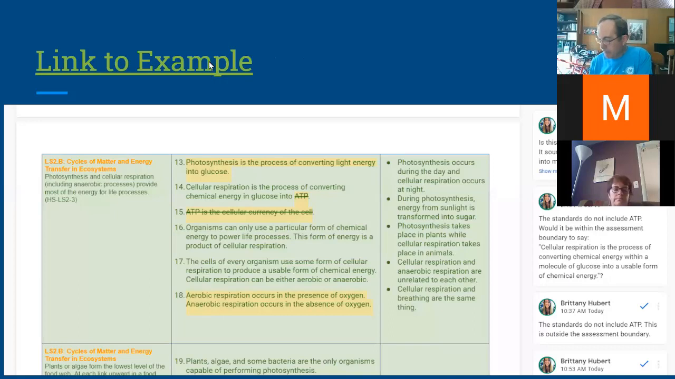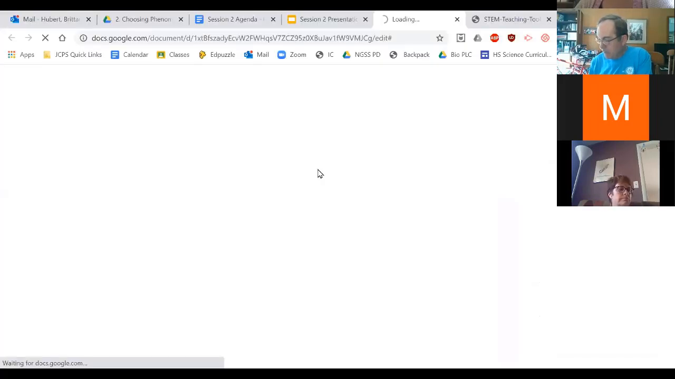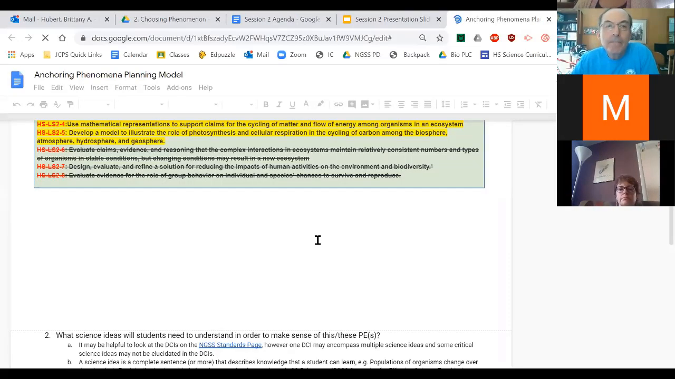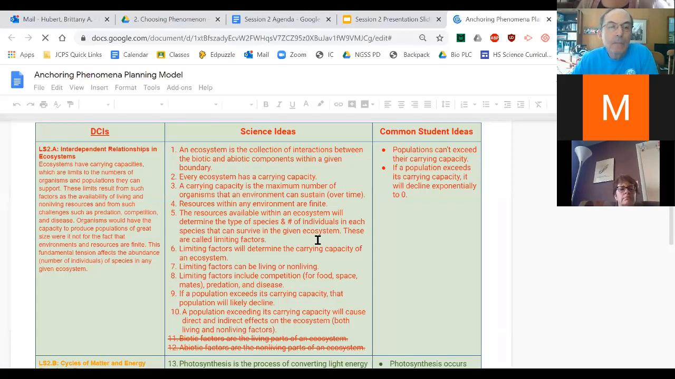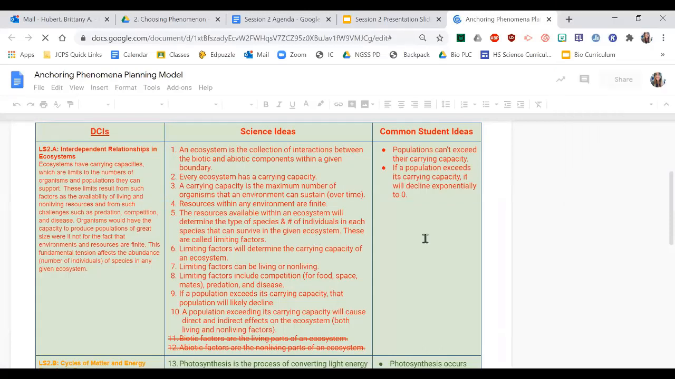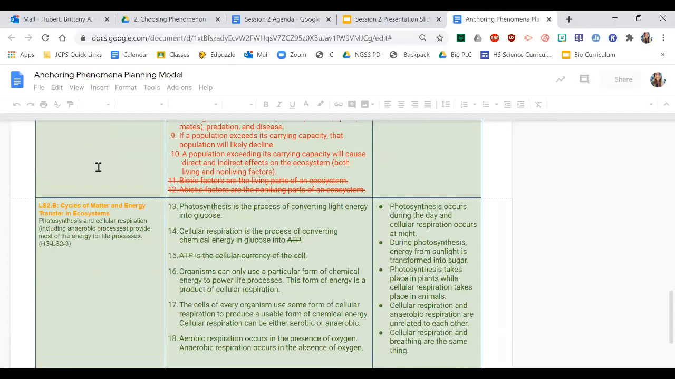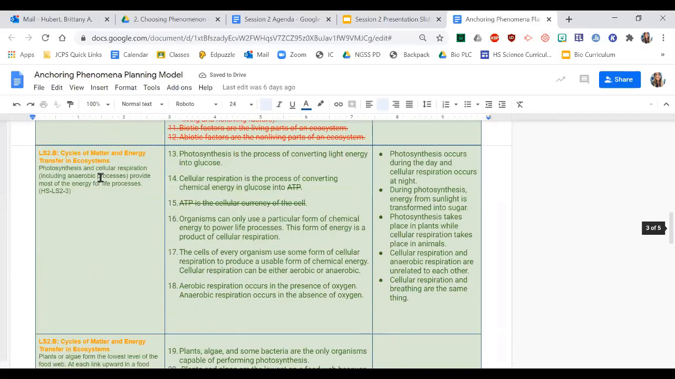Now, if we look at this example, I have made a partial example of how this can be done. If I can get it to load, give me a second. All right, so I've made a template for you guys that will look similar to this. If we're looking at science ideas, I've listed my DCI over here on the left, okay?